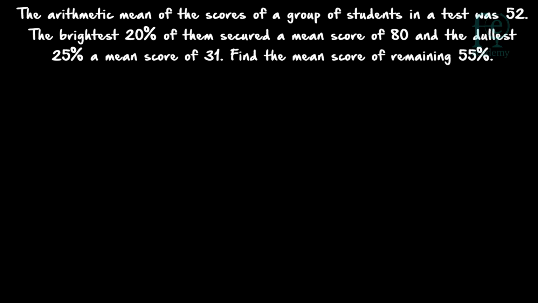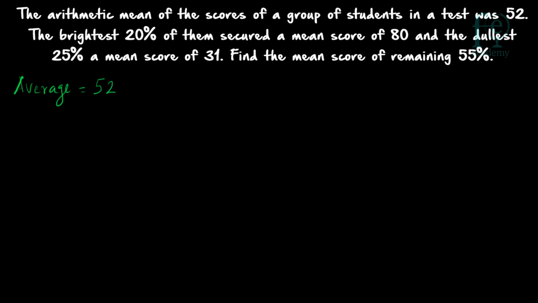So what is the given question? The arithmetic mean of the scores of a group of students is given. It is 52. The number of students is not given. Only the arithmetic mean is given. The arithmetic mean is the same as average. So the average of a group of students is given. So average is equal to 52.